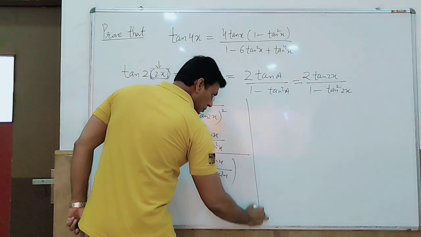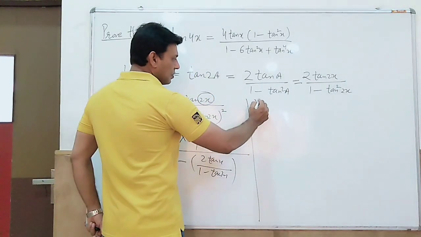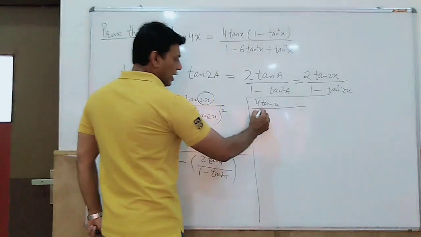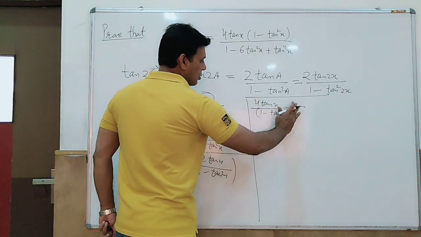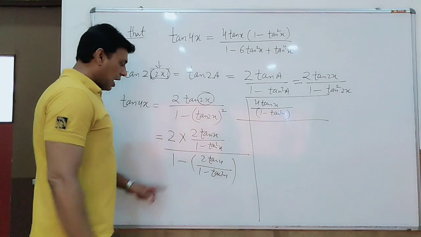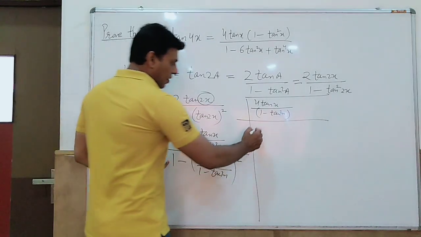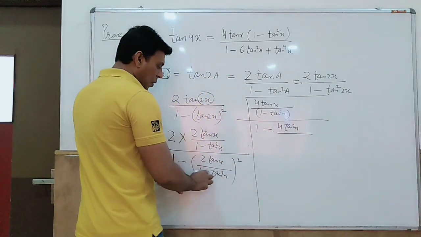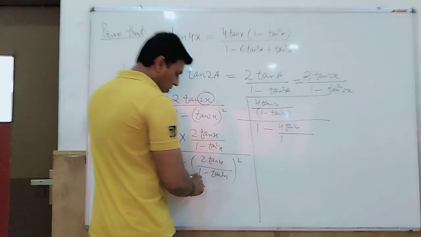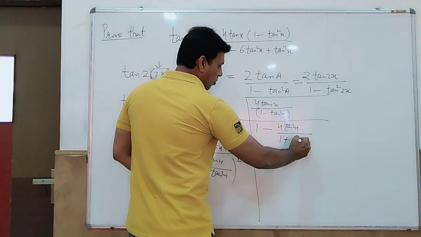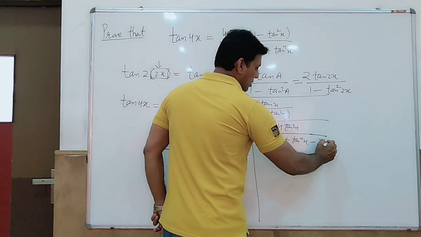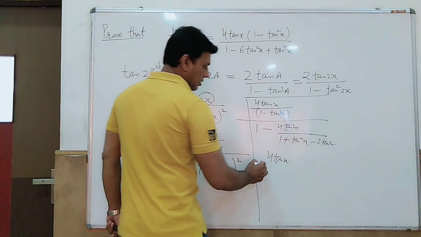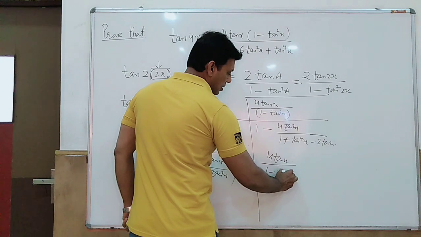Now see, 2 into 2, 4, that is 4 tan x, and in the numerator we have 1 minus tan square x, then upon this is the square, so we will open the square, 1 minus 4 tan square x upon square of this, 1 square plus tan to the power 4 x minus 2 tan square x. Now 4 tan x upon 1 minus tan square x.